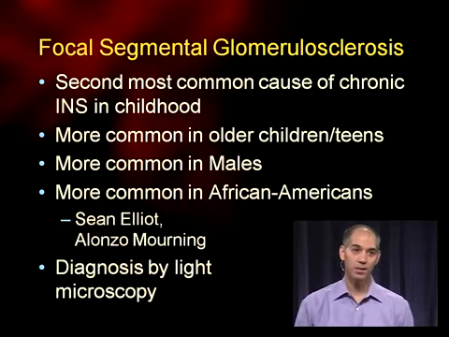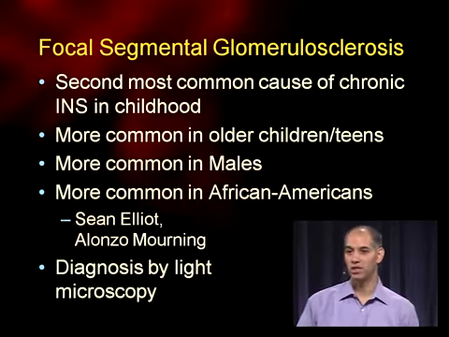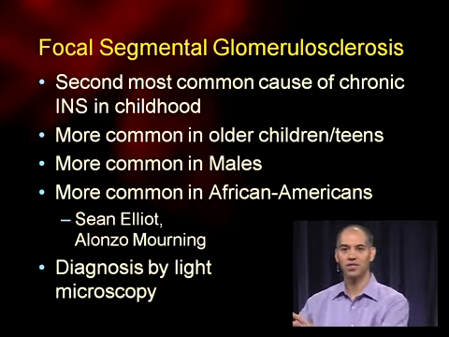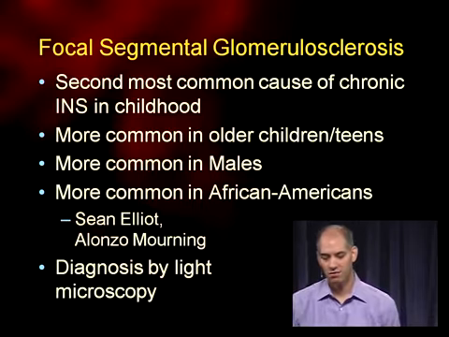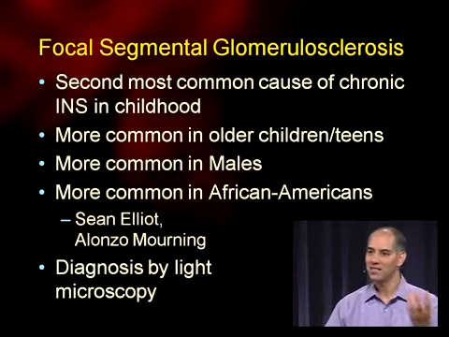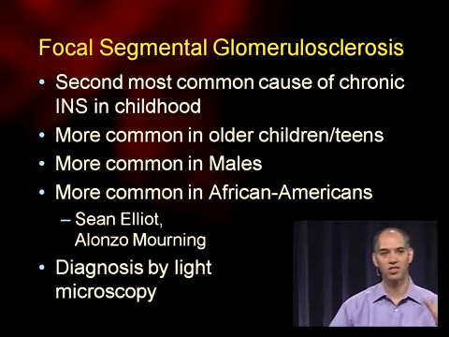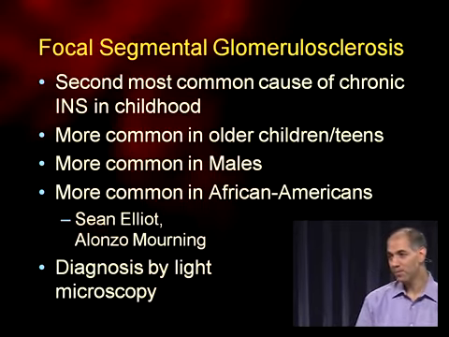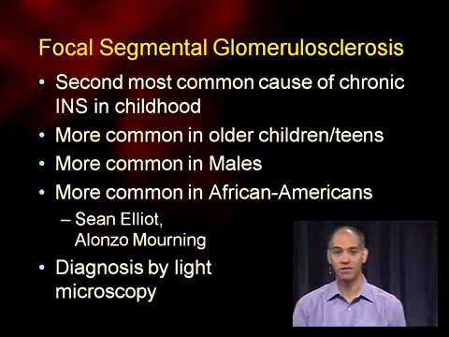FSGS, as the name implies, is a focal disease, and the focal means that it's not the entire kidney that's involved. It's just little focal areas of the kidney that's involved. It's segmental, and what segmental means is that even within the glomeruli that are affected, it's not the entire glomerulus that's affected. It's just a small segment of the glomerulus. Some of the capillary loops are nice and open. Others of them are scarred down. And glomerular sclerosis is just a fancy way of saying scarring.